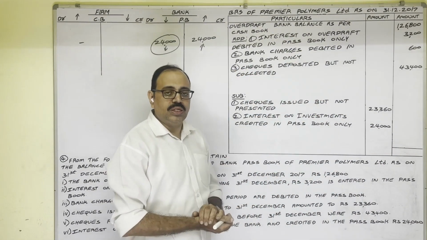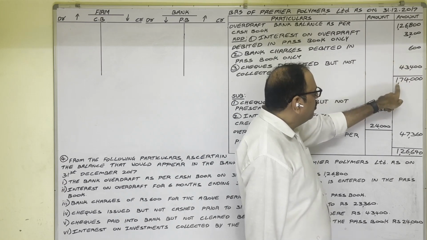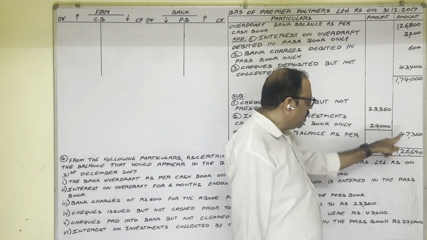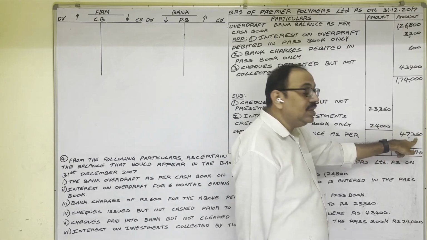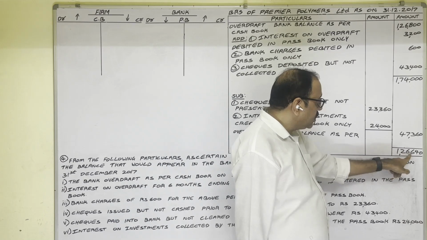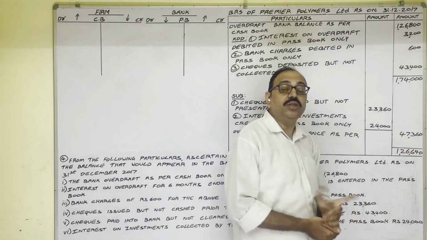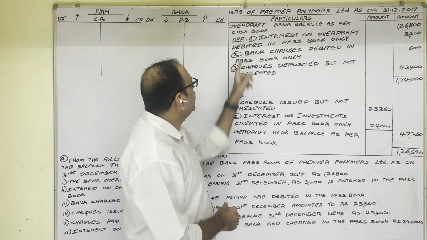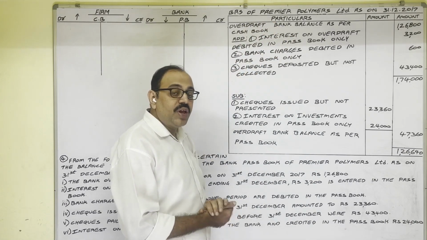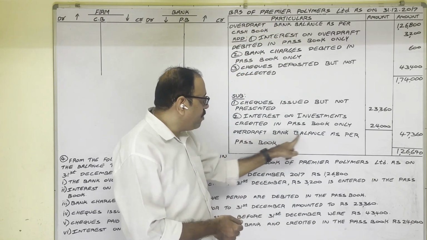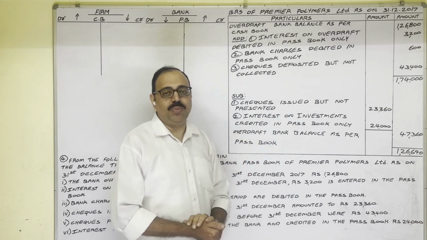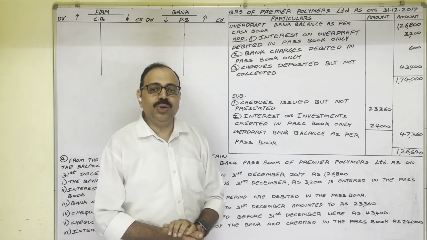Finally, do the totals. These amounts total is 1,74,000 rupees. These two amounts total in outer column 47,360. So difference is 1,26,640. For answer what to write? In question he has given overdraft bank balance as per cash book. No? So for answer we should write overdraft bank balance as per passbook. So this is the end of present problem. Hope this video is helpful to you. Thank you.